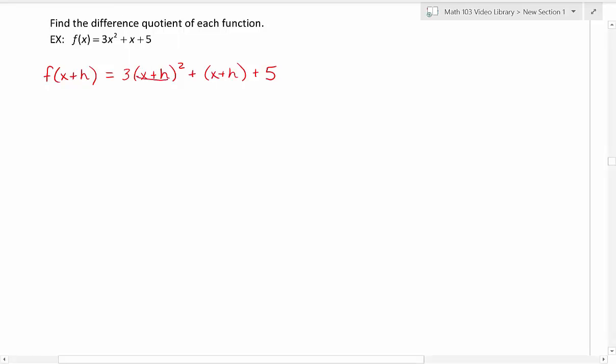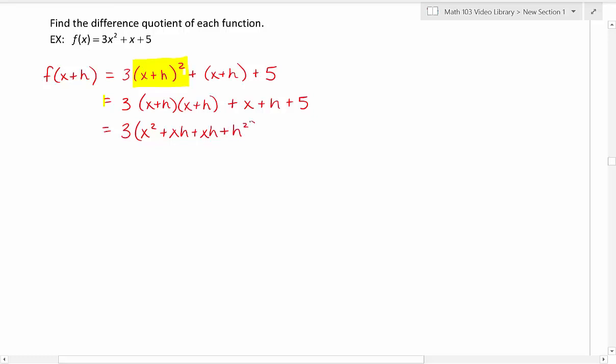We have a binomial squared right here. So we want to write that twice and multiply it out. We can drop the parentheses around the second x plus h because there's nothing but a plus sign in front of it. Multiplying out those two binomials, we get x squared plus xh plus xh plus h squared.